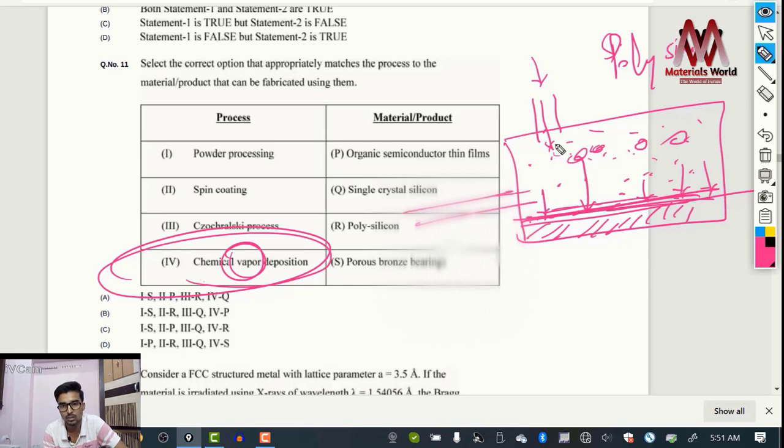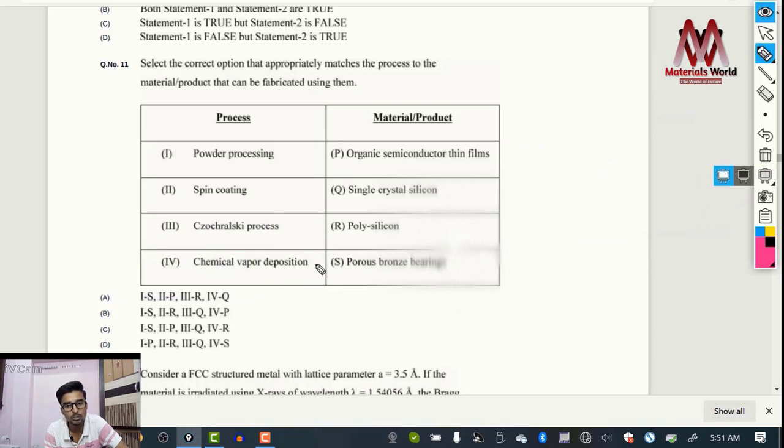We take the precursor or raw material in gaseous form, and then it is deposited through chemical means, after a chemical reaction of the precursor with the substrate. So chemical vapor deposition is basically for polysilicon, powder processing for porous bronze bearings, spin coating for thin films, and the Czochralski method for single crystal silicon. So you can check from here which is suitable.